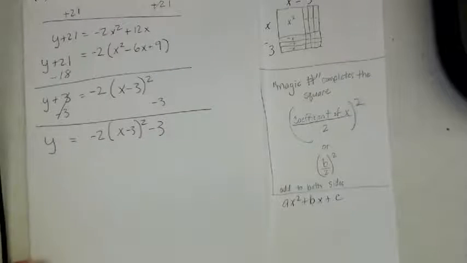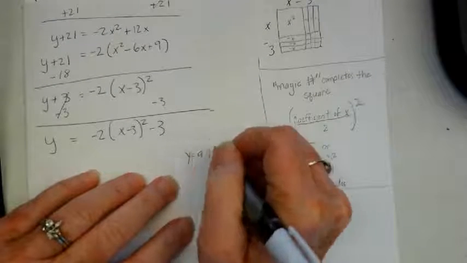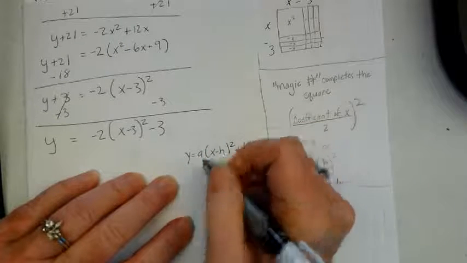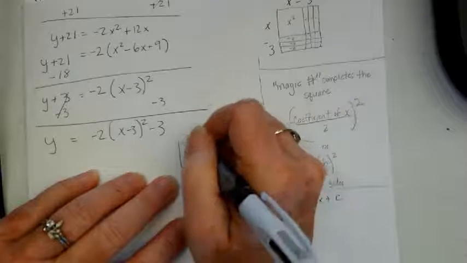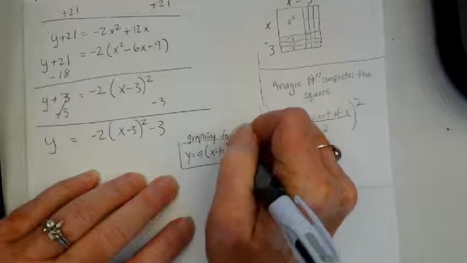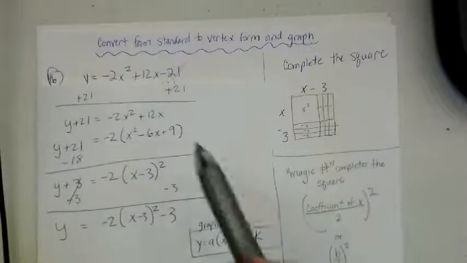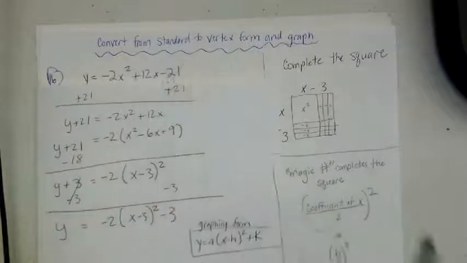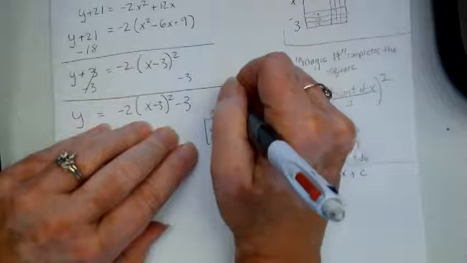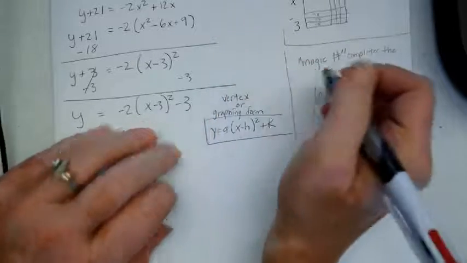Graphing form, remember, is y equals a times x minus h squared plus k. Right, graphing form. But isn't your book, or your packet, calling it vertex form? Standard form, vertex form. So we'll say it's vertex or graphing form, okay?